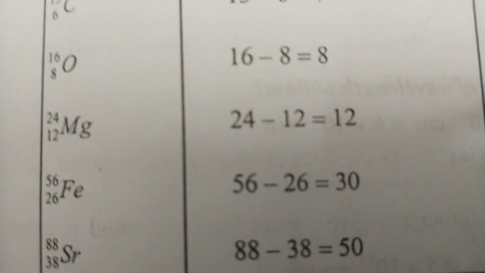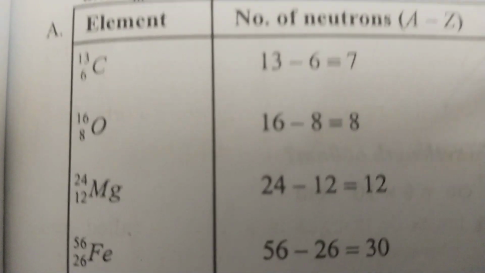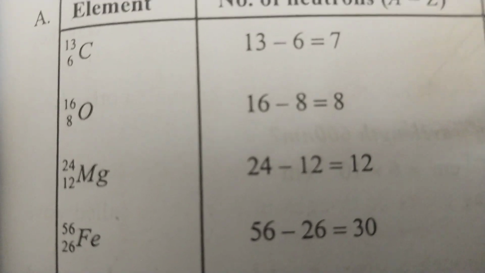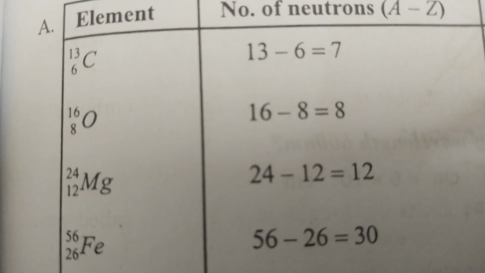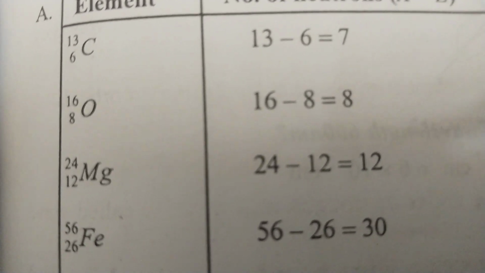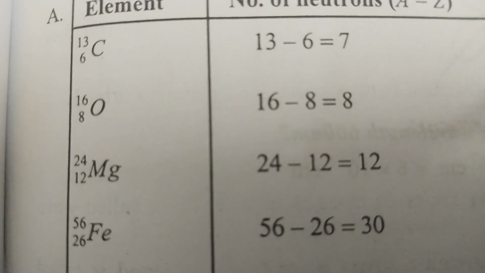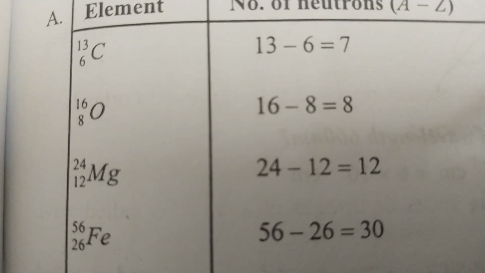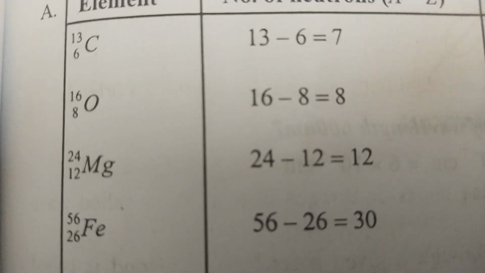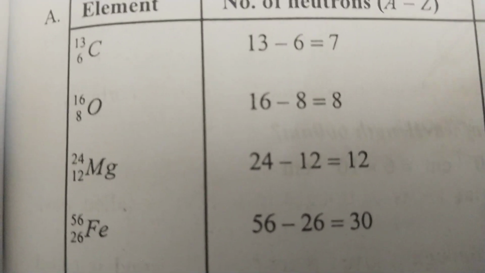Please note it, pay concentration. At the same time, number of electrons, number of protons, number of neutrons: the atomic number is equal to the number of protons, that is equal to the number of electrons. Number of neutrons is equal to A minus Z. A is the mass number, Z is the atomic number.